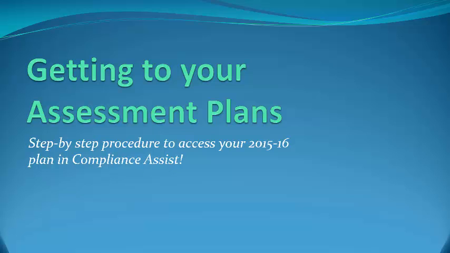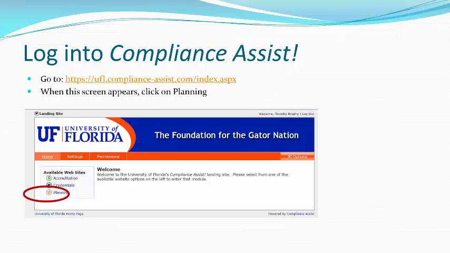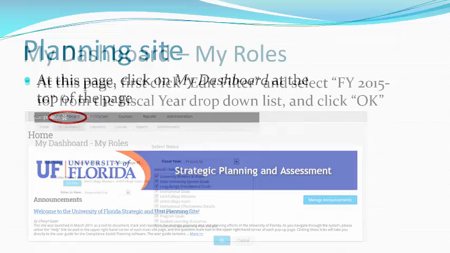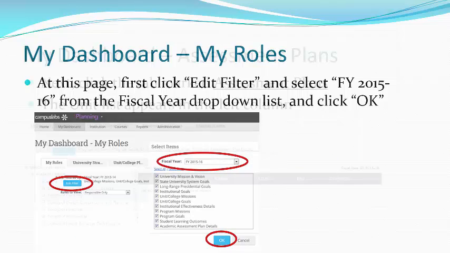So how do you get to your assessment plan? Well, here's how you do it. The first thing you do is log into Compliance Assist, and there you see the website, and you'll get this screen. When that screen appears, look for the available websites on the left, and you'll click on Planning. That will take you to this page. At the top of that page, you're going to click something called My Dashboard. When you click that, you'll move to this page where you'll see the Edit Filter sign, and you're going to Edit Filter and select FY 2015-16 from the fiscal year drop-down list, and then you'll click OK.